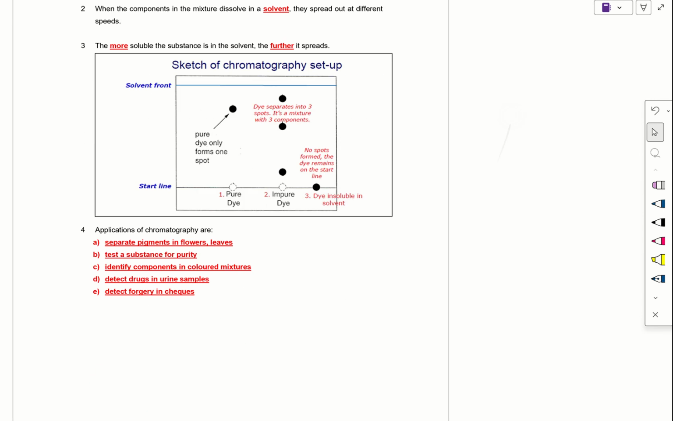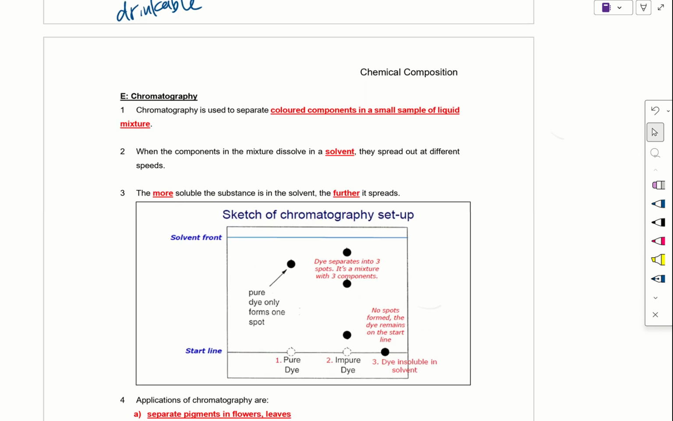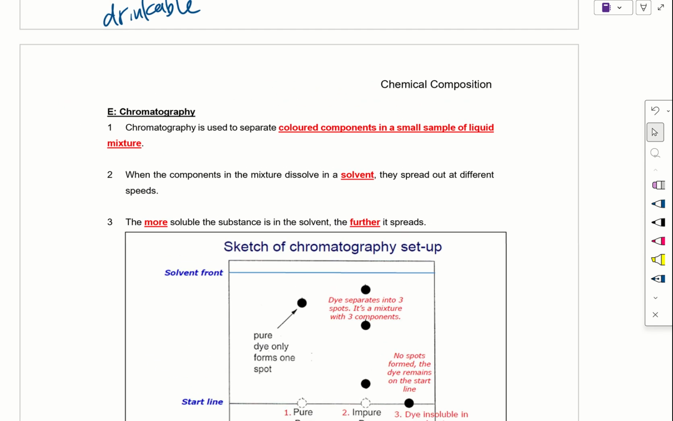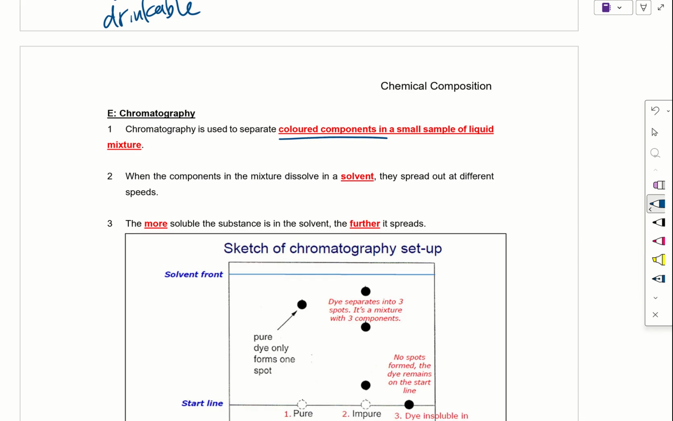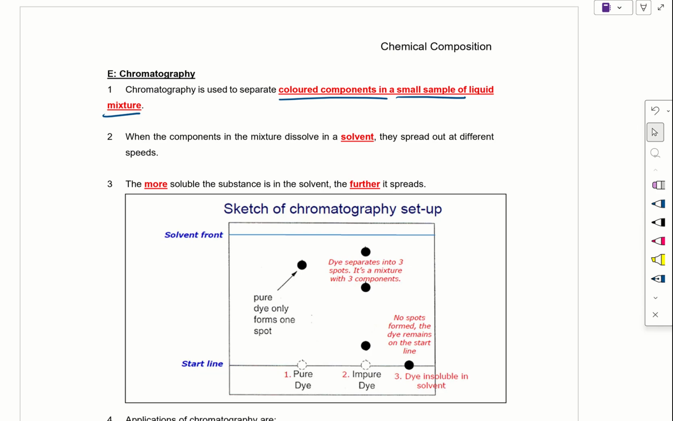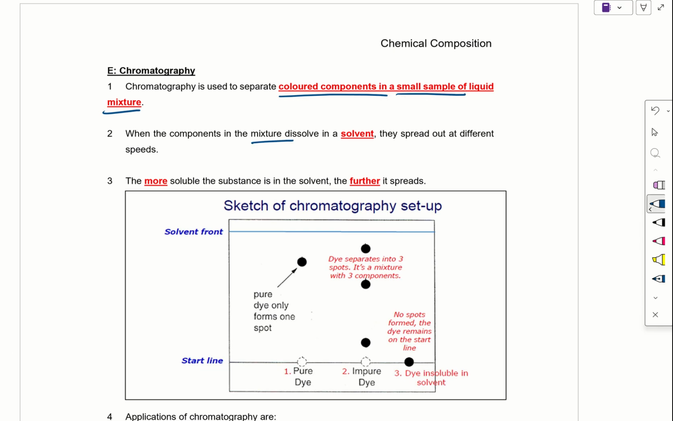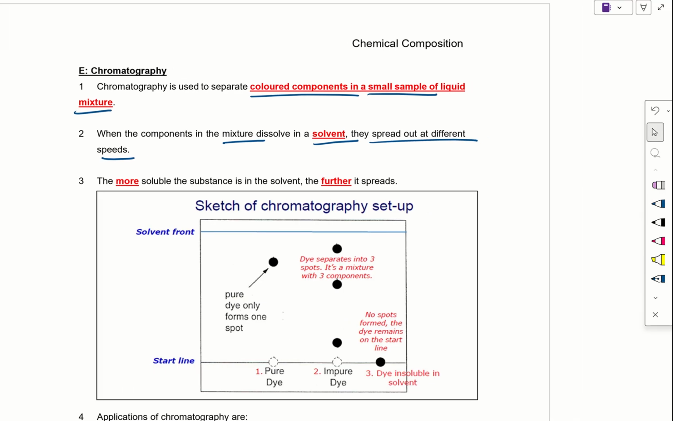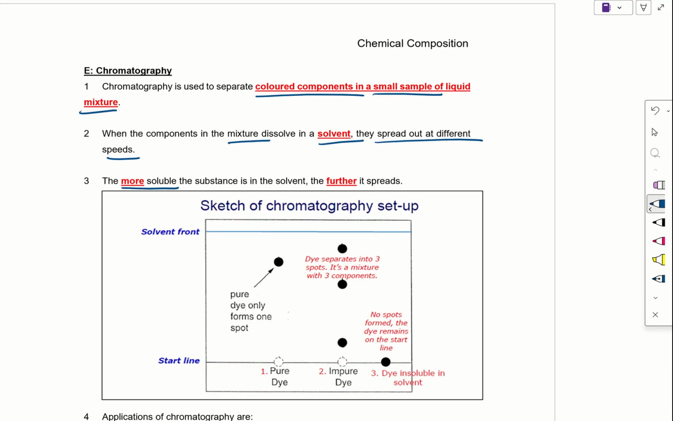Okay, the last method is chromatography. Chromatography is used to separate colored components in a very small sample of the liquid mixture. When the components in the mixture dissolve in a solvent, we need something to dissolve it, they will spread out at different speeds. Why do they spread out at different speeds? Because the more soluble, the further it will spread.